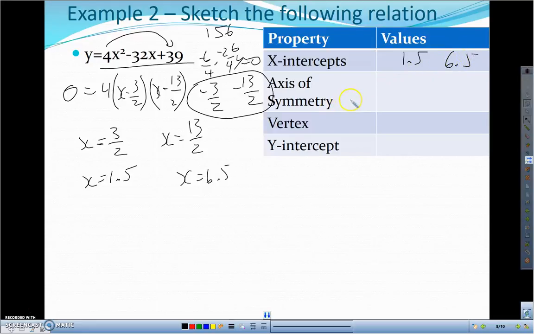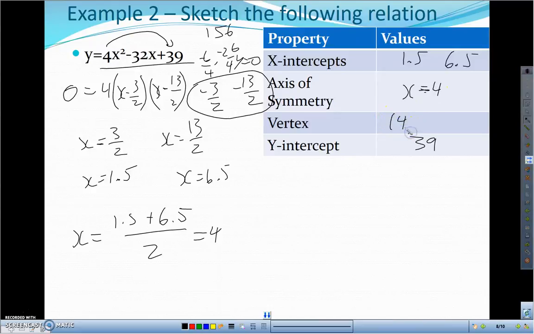My axis of symmetry I'm going to have to calculate. I do know that the y-intercept is 39, coming straight from this last value in the equation, relation. The axis of symmetry is 1.5 plus 6.5 divided by 2. That's going to be 7. That's going to be 8. It's going to be 4. So x is equal to 4. And that also tells me the vertex has an x value of 4.